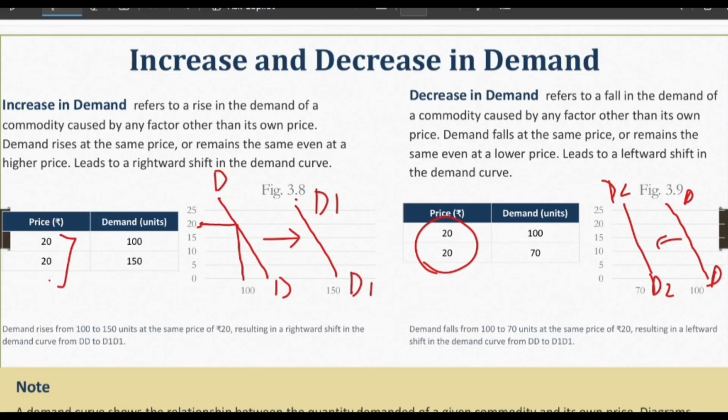So when there is a decrease in demand, it refers to a fall in the demand of a commodity caused by any factor other than its own price. Demand falls at the same price or remains the same even at lower prices. It leads to a leftward shift in the demand curve.